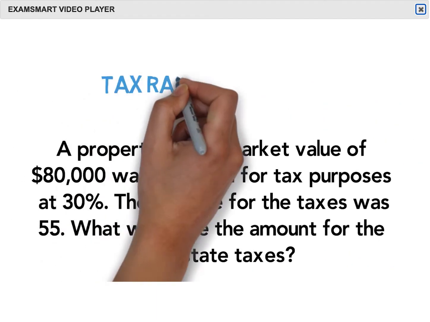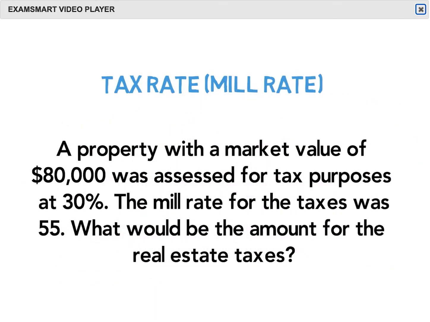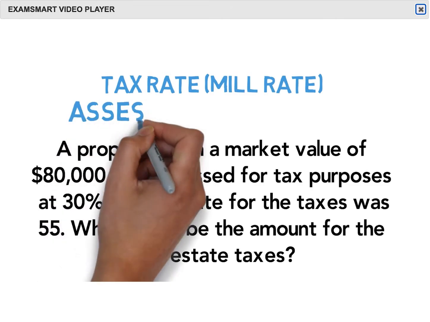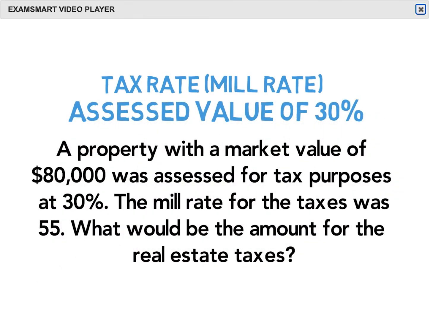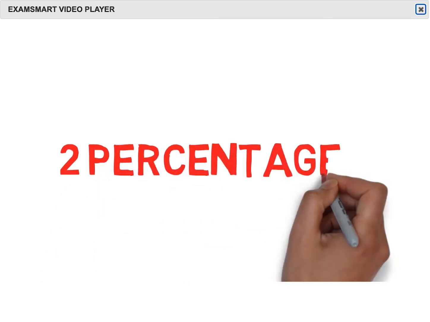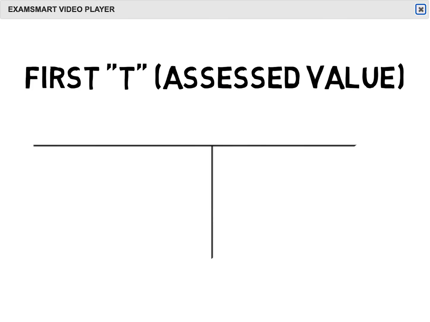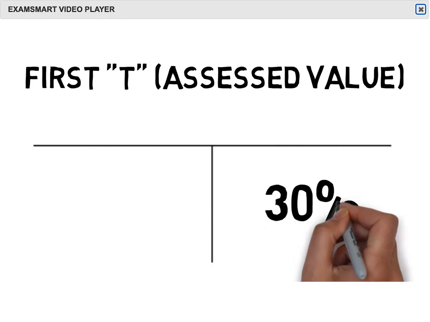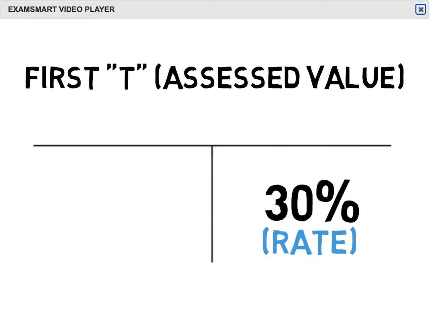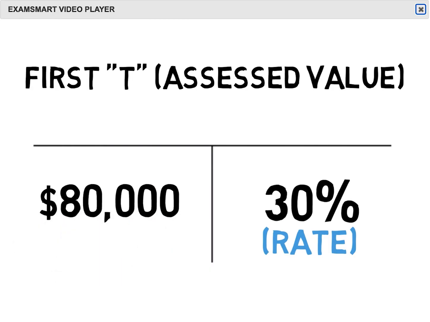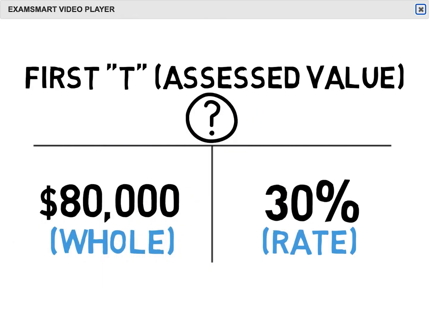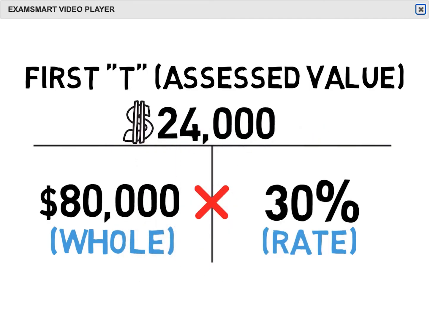So we will have a tax rate here, a mill rate for the taxes, and we'll also have the assessed value of 30%. So we will have 2 percentages, which means we draw 2 T's. Let's begin with the assessed value. 30% in our first T goes in the bottom right. The total value is $80,000, so our formula tells us to multiply straight across. So we would take $80,000 times 30% to give us our part or assessed value of $24,000.